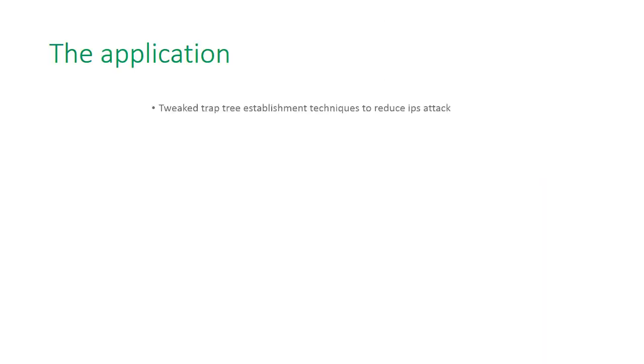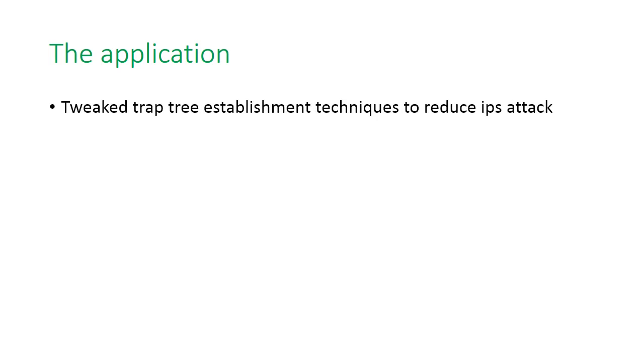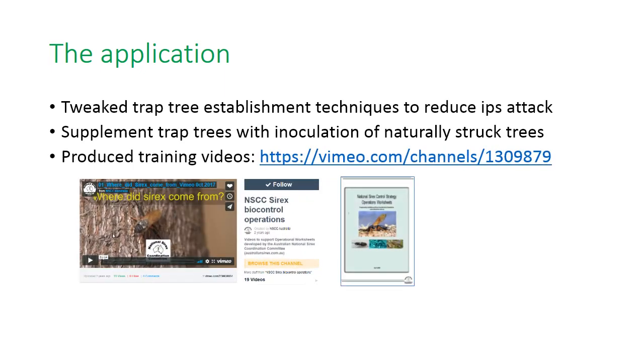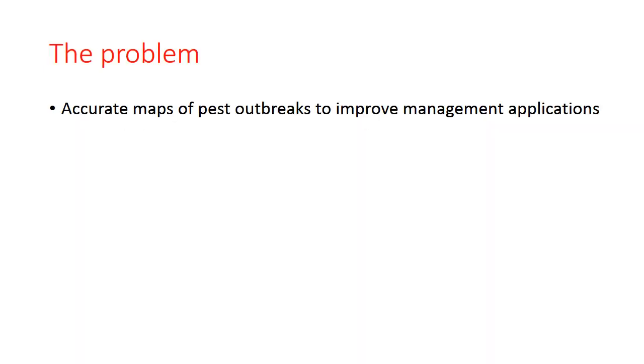And how then did we apply that research? From this research, we tweaked the trap tree plot establishment techniques to reduce Ips attack. We realised that we should be using more of the naturally struck trees that are out there to inoculate the nematodes into. We also produced some training videos to get this information out to the broader grower community and ensure that the techniques are used correctly. The overall result was fewer trap trees attacked by Ips, so a successful result.